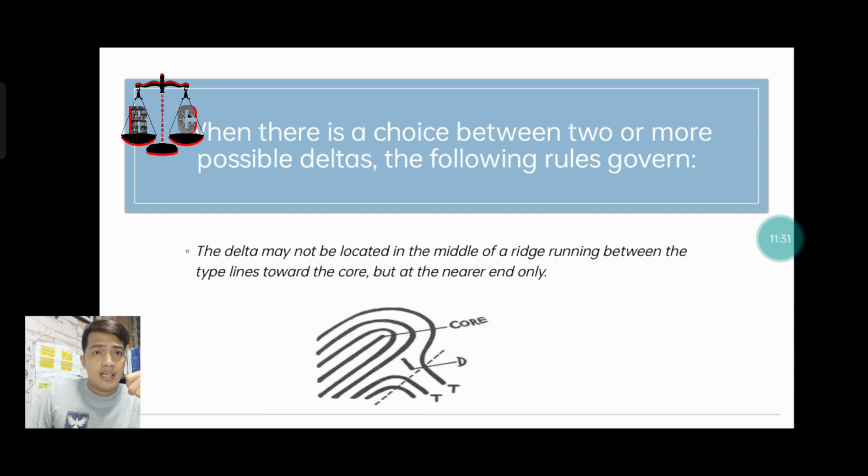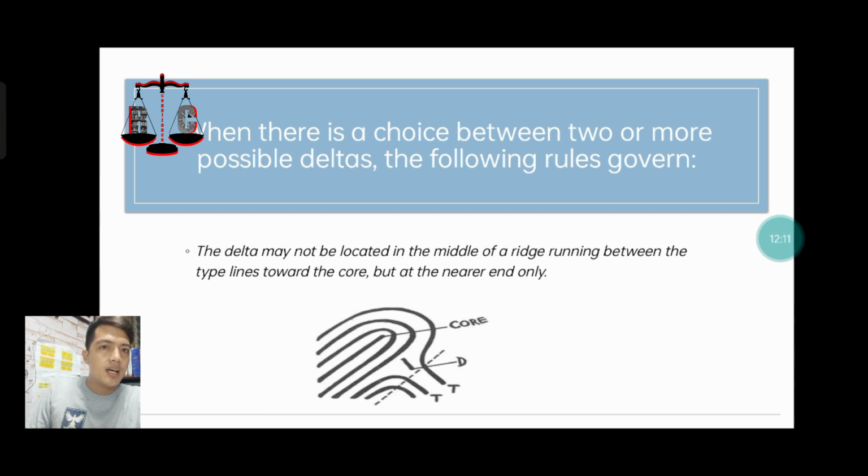Now, fourth rule, the delta may not be located in the middle of the ridge, running between the type lines toward the core, but at the nearer end only. So, tanaw na to. In that case nga, ang imuhang delta is makonsider nimo as a short ridge. Ang imuhang gamiton is the nearer, but at the nearer end only. Kini siyang pinakalayo but pinakaduol sa imuhang type lines. Pinakalayo sa imuhang core but pinakaduol sa imuhang type lines.